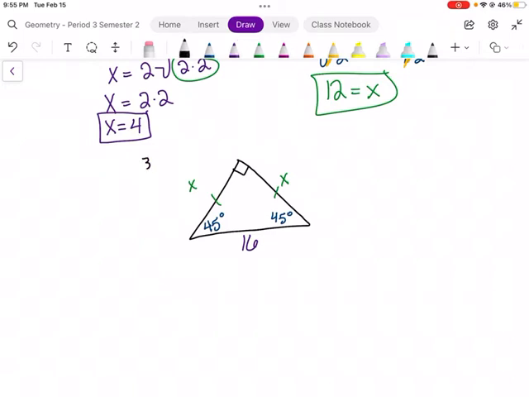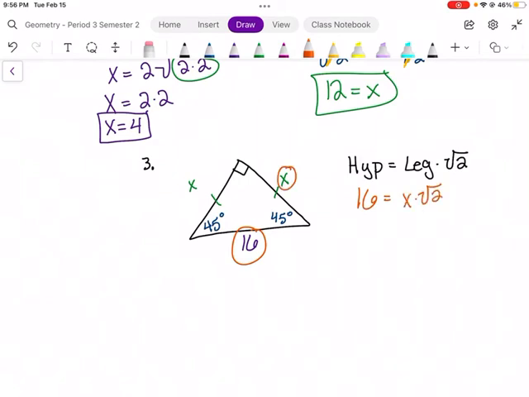So again, we are going to start this problem the same way we did with the last ones, using our equation for the hypotenuse, which is the leg times the square root of 2. Then we're going to plug in the information we know. We know the hypotenuse is 16. We know the leg is x times the square root of 2. Now you'll notice for this problem, when we get x by itself and we divide both sides by the square root of 2, on the left-hand side, we are left with 16 over the square root of 2.